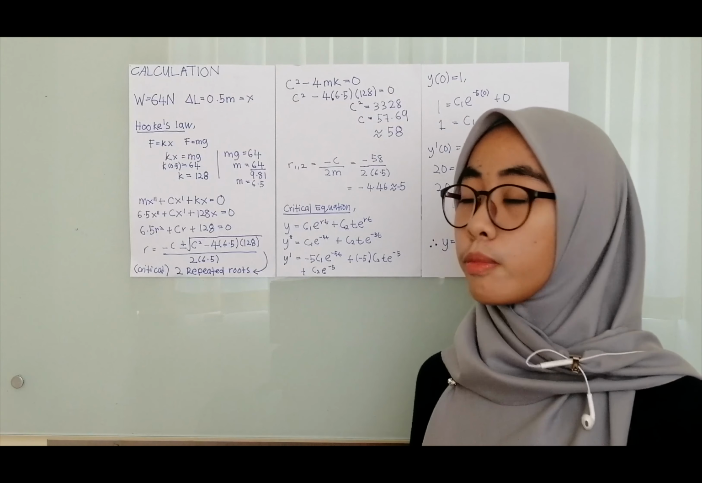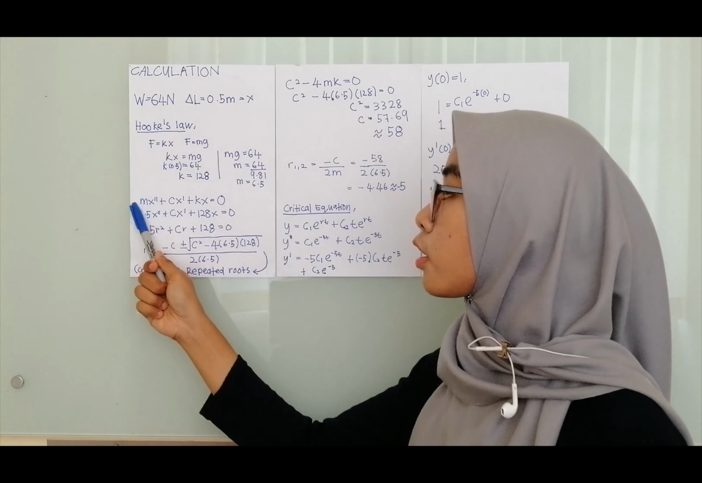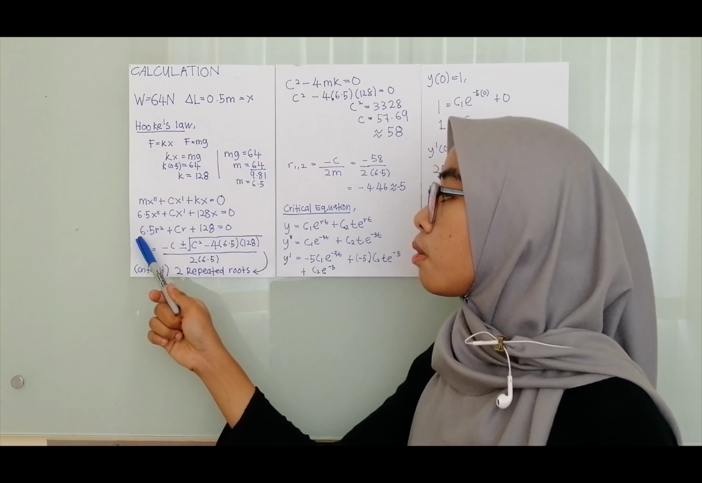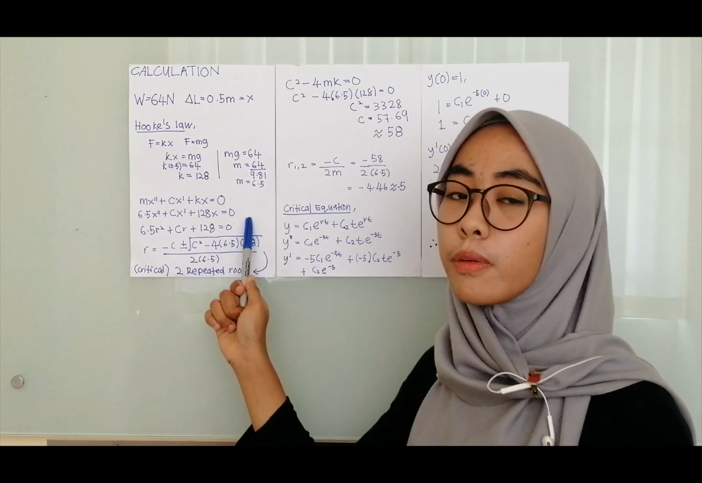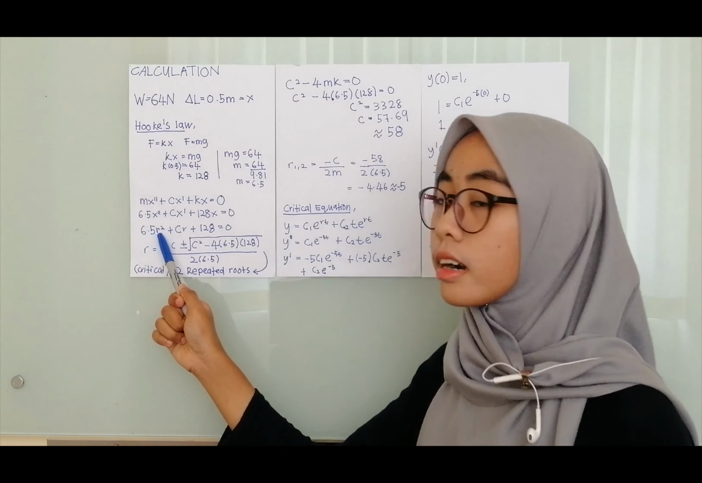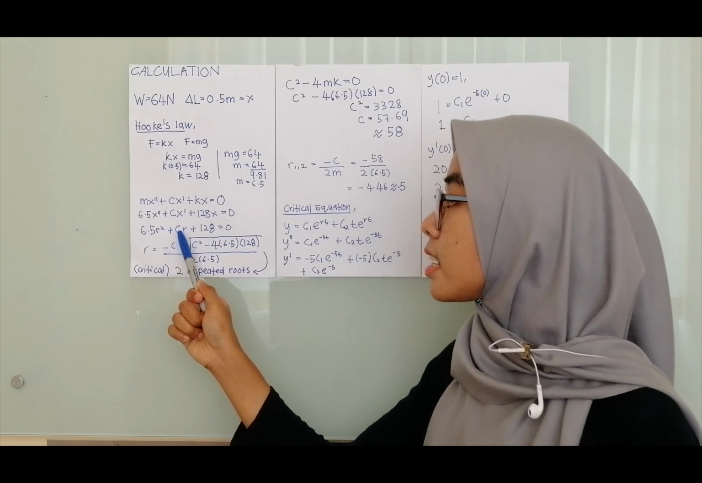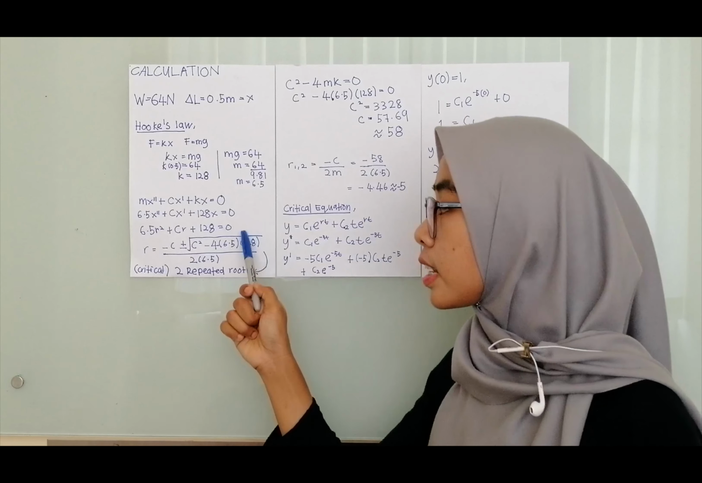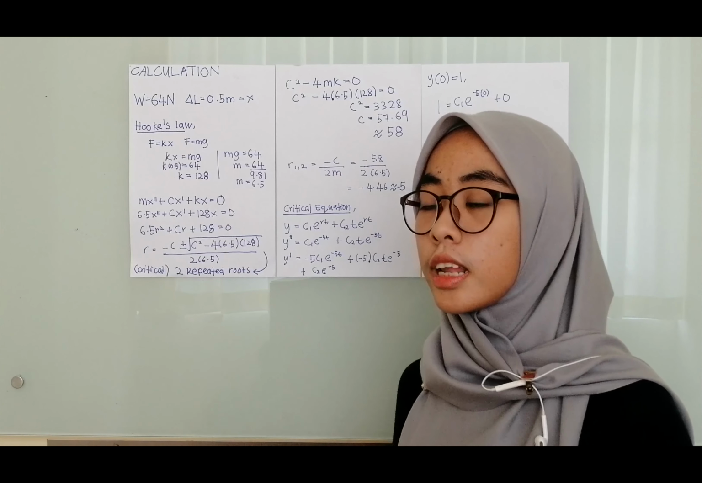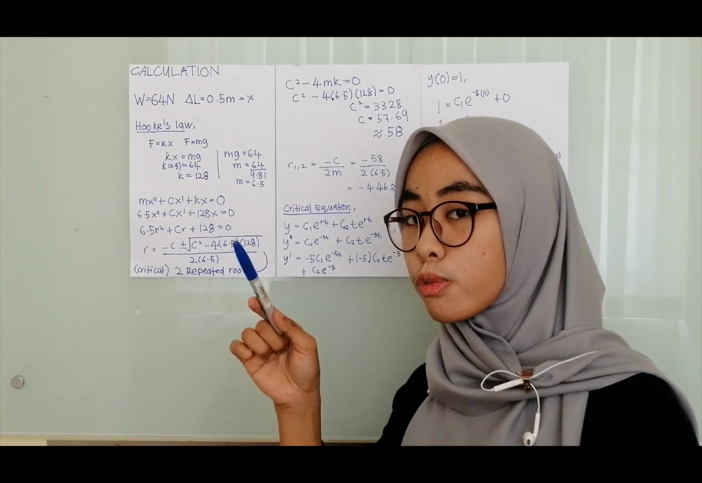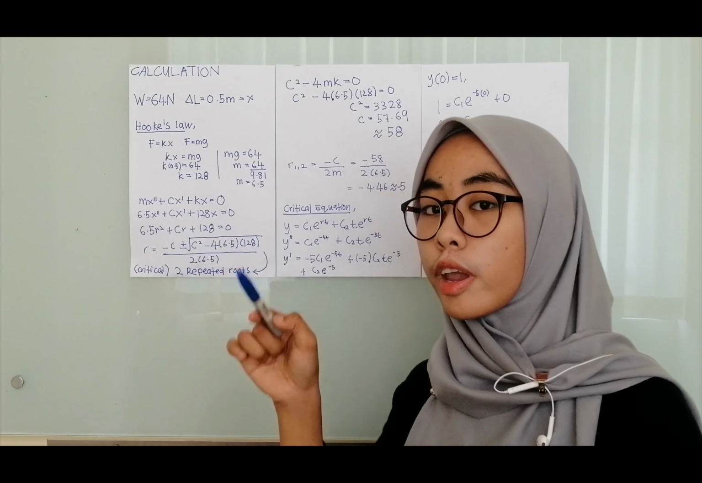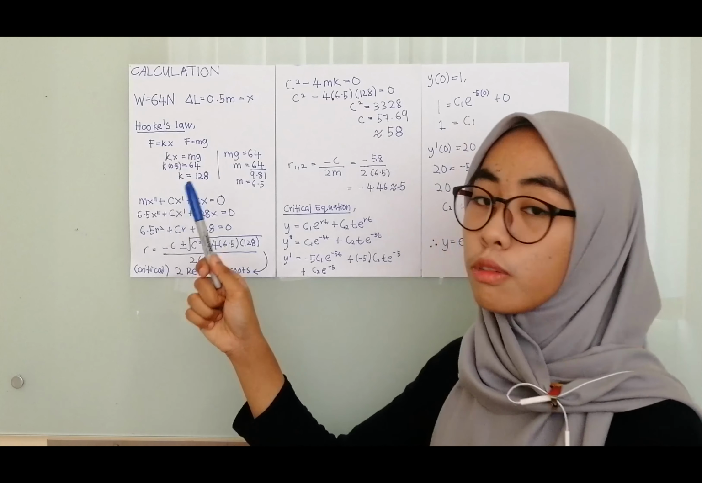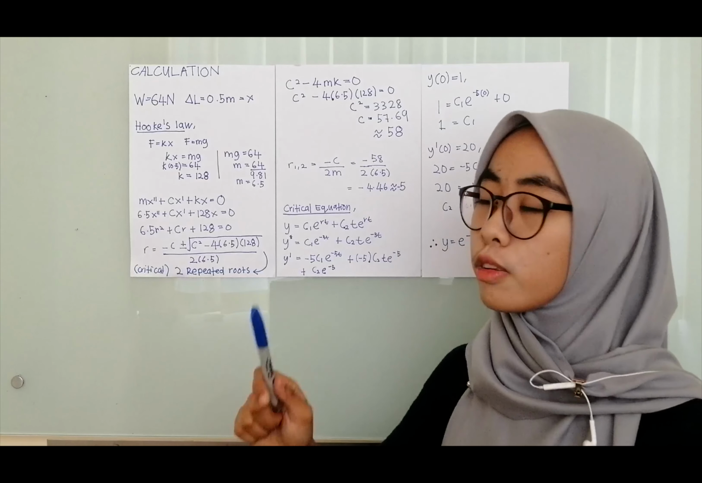Substitute all the information given into the damped equation. To find the roots of the equation, we need to replace the equation by 6.5 r squared plus cr plus 128 equal to 0. And to find the roots, use the equation r equal to negative b plus minus the square root of b squared minus 4ac, over 2a, where a is equal to 6.5, b equal to c, and c equal to 128.